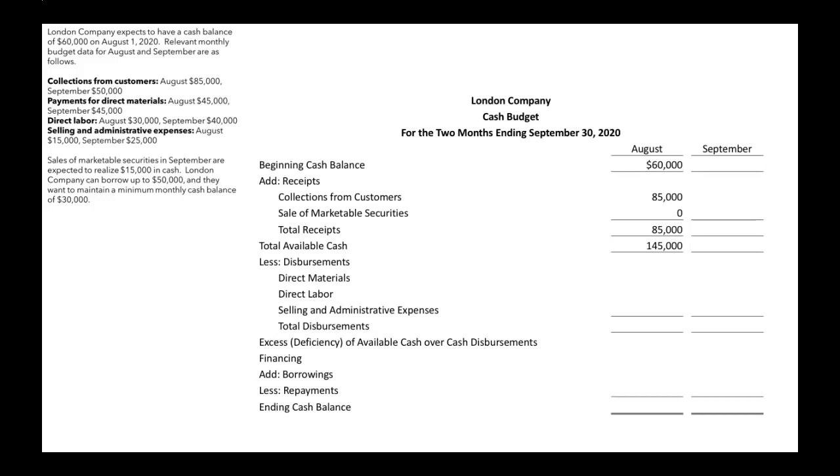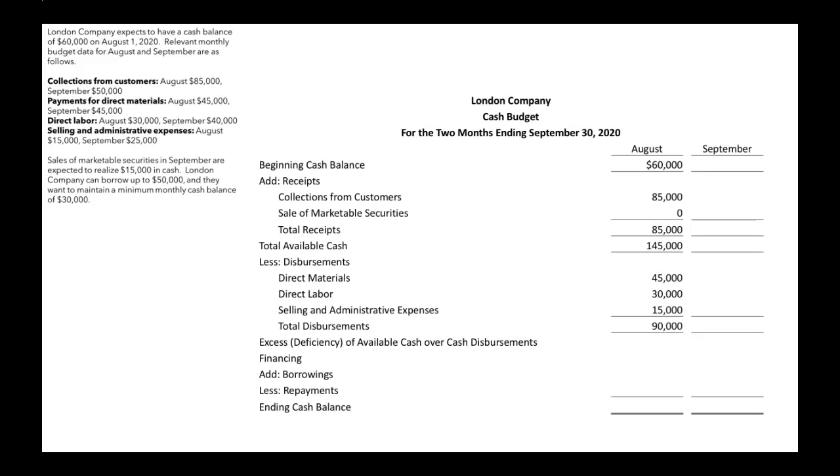So there were payments for direct materials, and we're told over in the upper left corner that in August we paid $45,000 for direct materials. We paid $30,000 for direct labor, and we paid $15,000 for selling and administrative expenses. So when we add up those three, we get a total disbursements amount of $90,000.